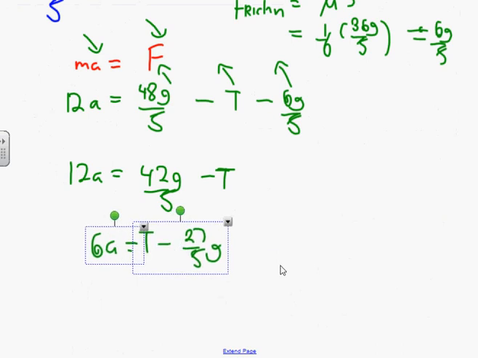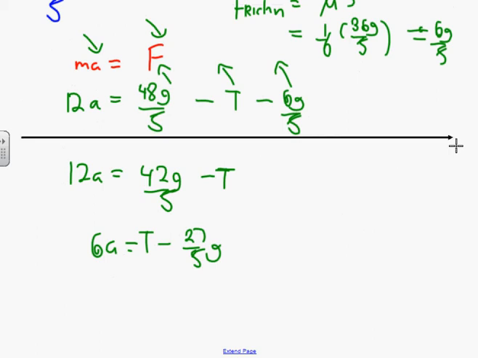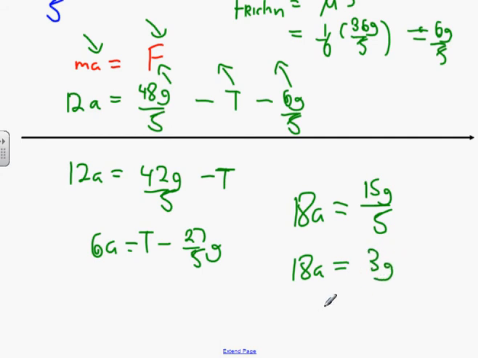So, there they are directly underneath each other. Now, next is we can add them directly down. What happens? 18a equals, t's cancel, 42 minus 27, is it 15? Yeah, I've got to put down 15g over 5. Anybody? 3g. 3g divided by 18. 3 over 18g, also known as 1/6 of g. I think that's right anyway.